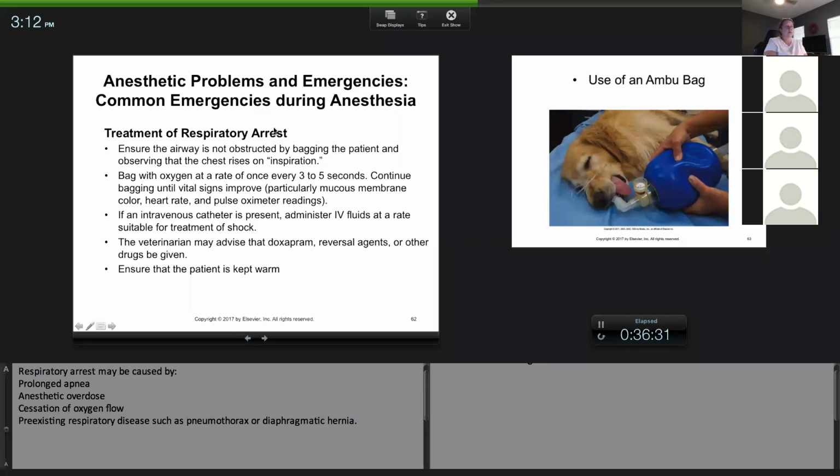Now, if it's truly respiratory arrest, you're probably going to start reversing drugs, maybe going to stop the procedure. There are definitely cases where we've had anesthetic problems on induction and we woke the patient up and didn't do the surgery because something happened significant enough at the beginning of the procedure.